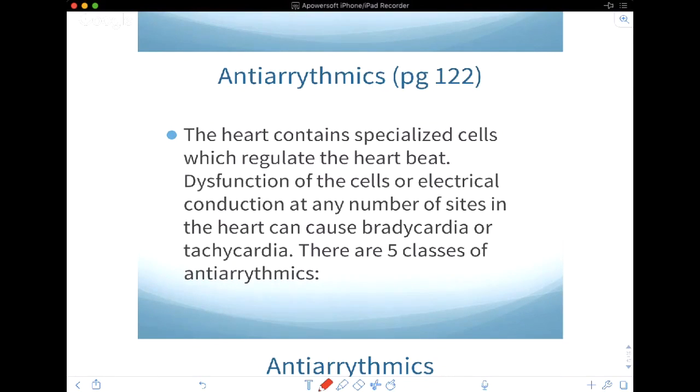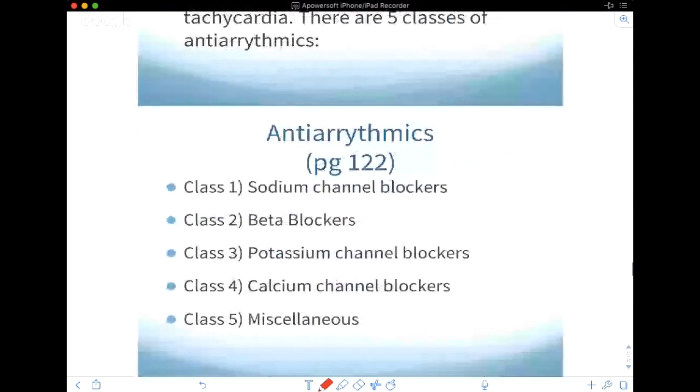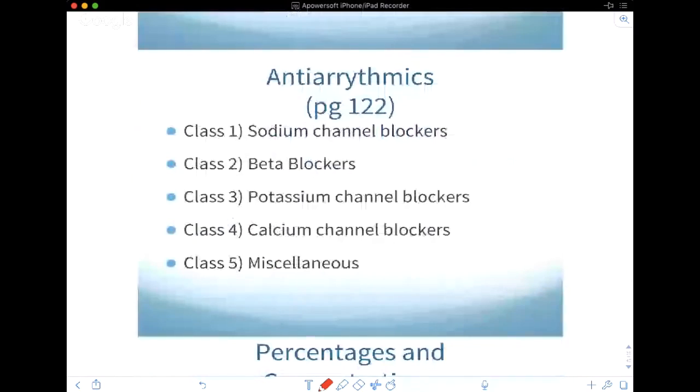The heart contains specialized cells which regulate the heartbeat. Dysfunction of the cells or electrical conduction at any number of sites in the heart can cause bradycardia or tachycardia. And there are 5 classes of antiarrhythmics. Class 1 is your sodium channel blockers. Class 2 is your beta blockers. Class 3 is the potassium channel blockers. Class 4 is calcium channel blockers. Class 5 is miscellaneous, so other ones that aren't mentioned.